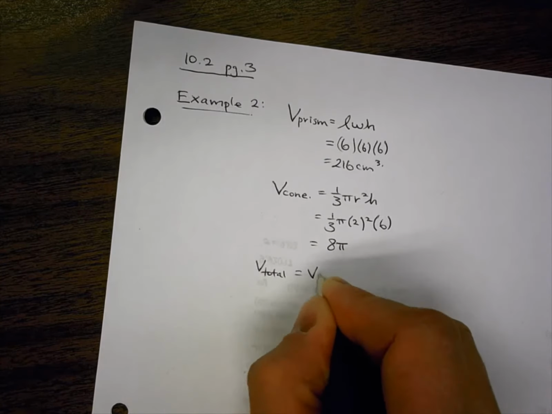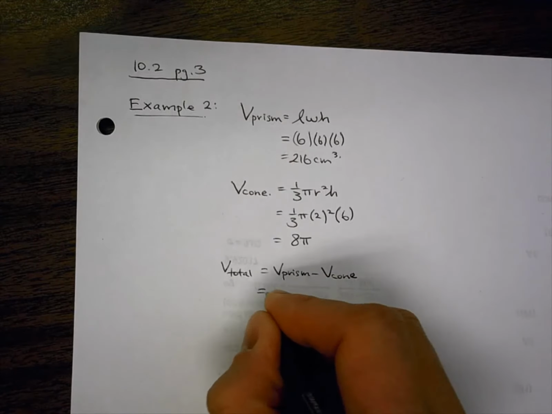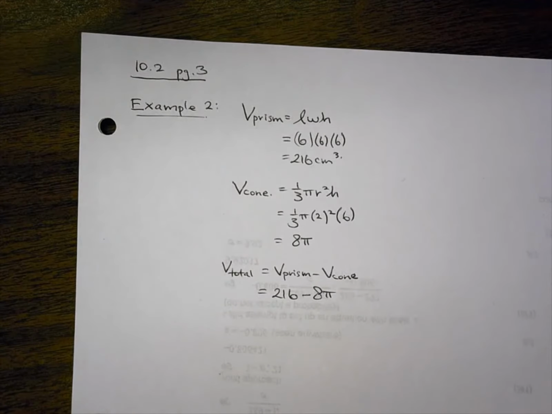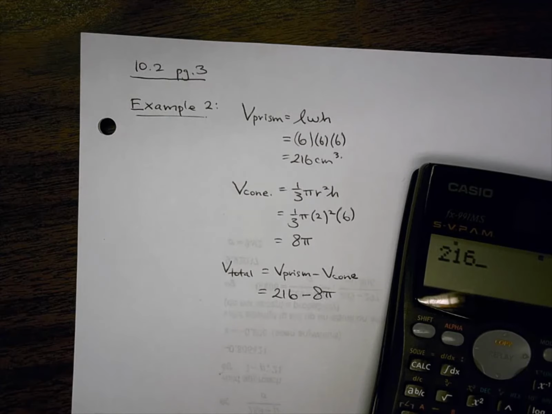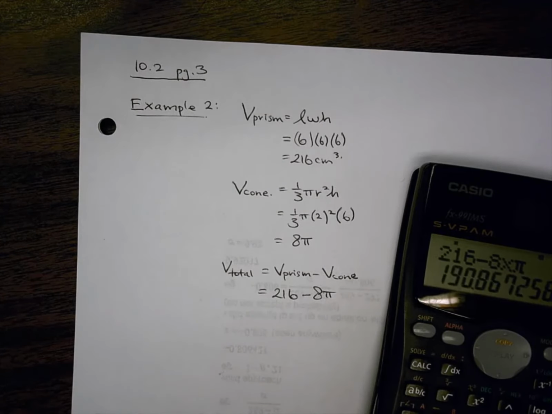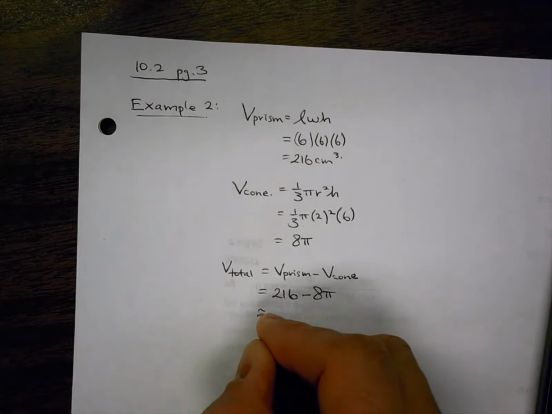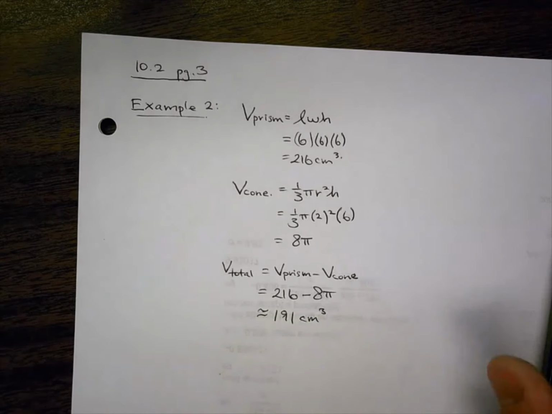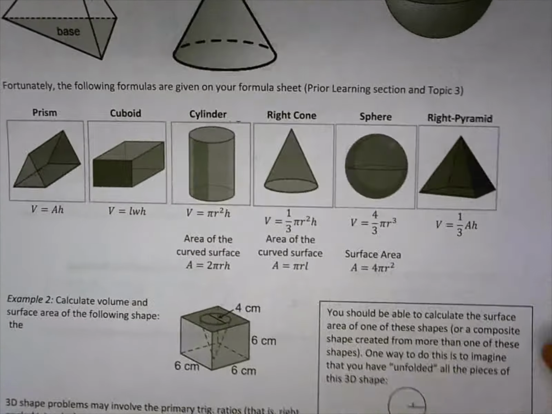box in total, which is the volume of the prism, subtract V cone, and so I had 216 minus 8 pi. I'm pretty happy with that answer. If you really wanted a number that you can tell someone, I end up with approximately 191 centimeters cubed. Wow, very great.